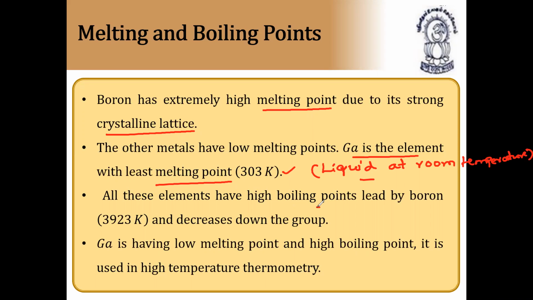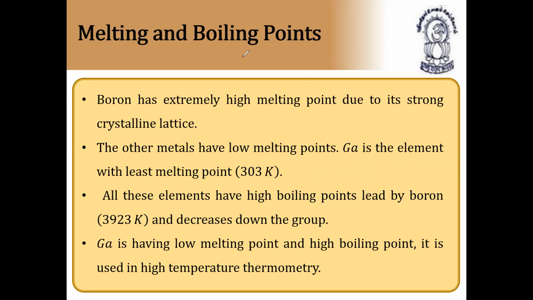All these elements have high boiling points, led by boron, and the boiling points decrease down the group. Gallium has a low melting point and a high boiling point, which is why it is used for high temperature thermometry. The melting and boiling points decrease down the group. So these are the general trends of melting points and boiling points.